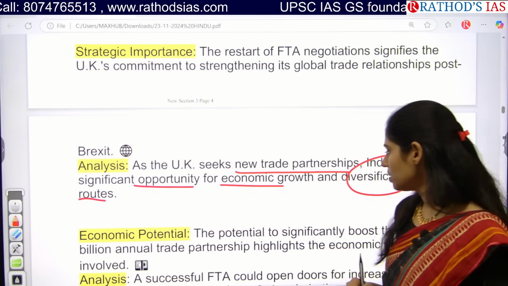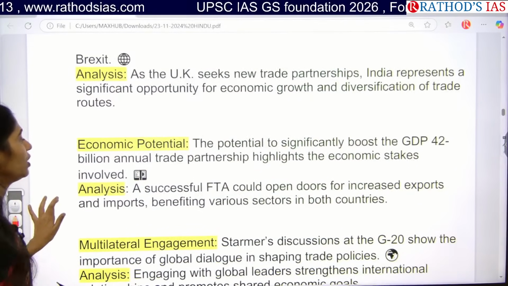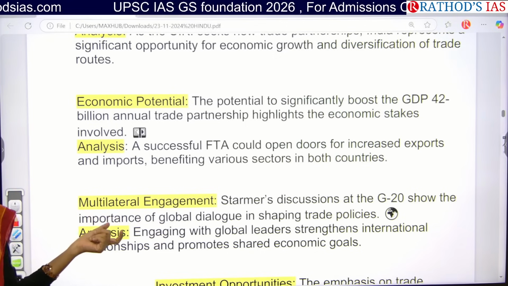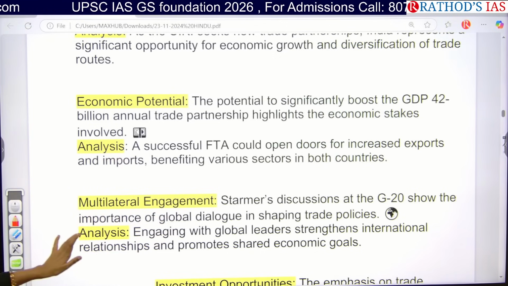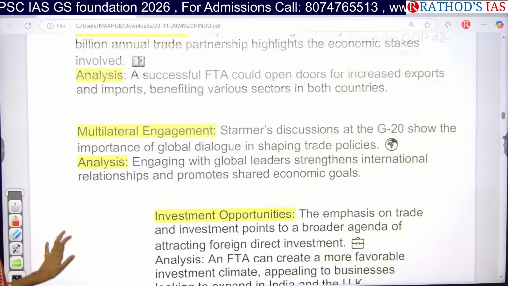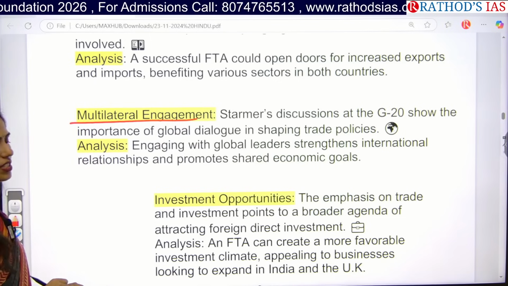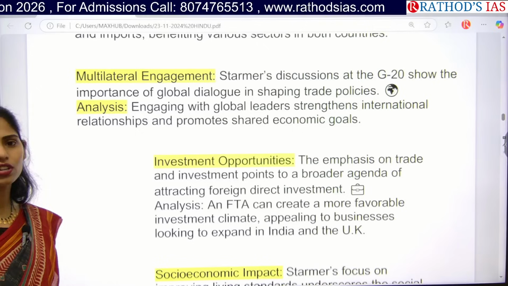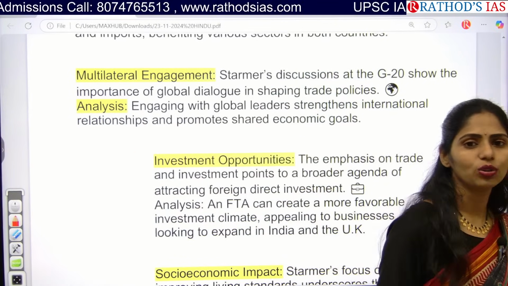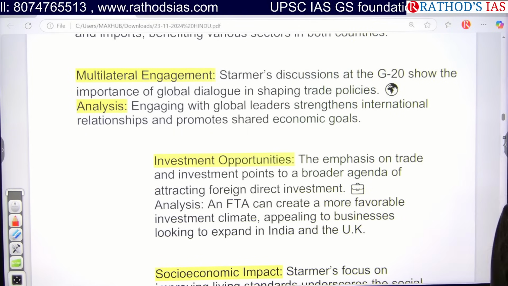Okay. The next important point is that we can also boost our GDP by about 42 billion annually because of this partnership. Whenever we have this kind of agreement, we can increase our exports as well as imports, and it will benefit various sectors of both countries. We can even have multilateral engagement with different countries. The UK also wants to improve its presence in the Indo-Pacific region. India shares a boundary directly with the Indian Ocean region, so this agreement will also boost the UK's presence there.